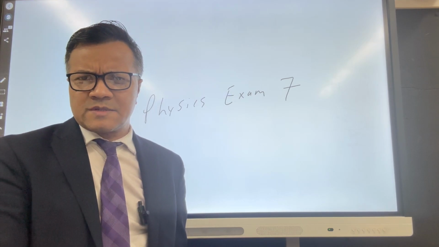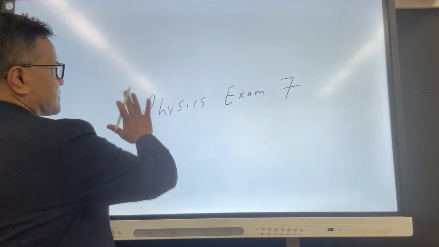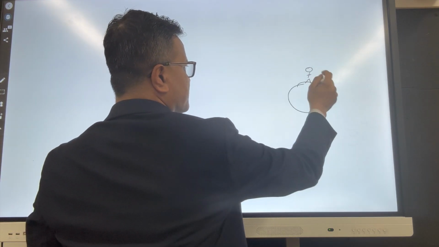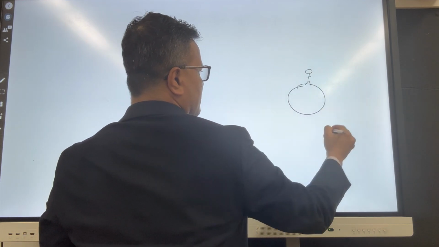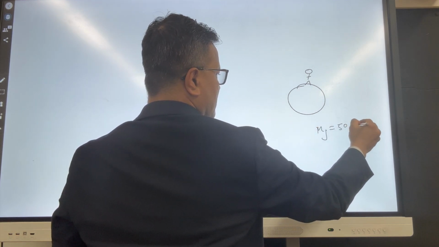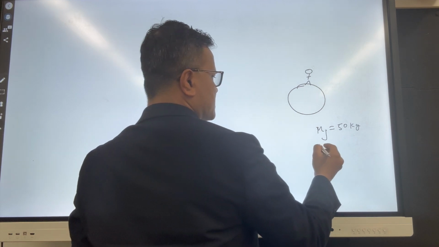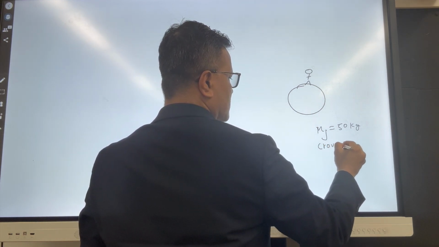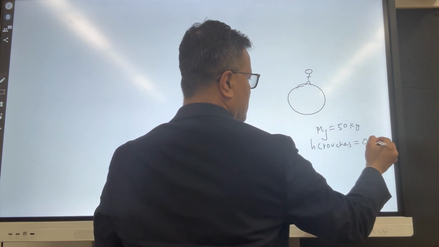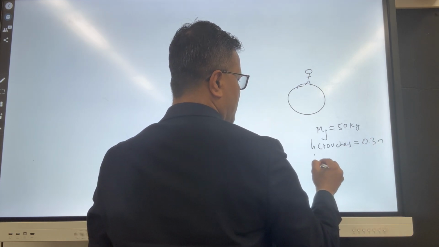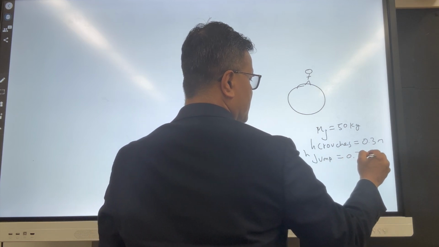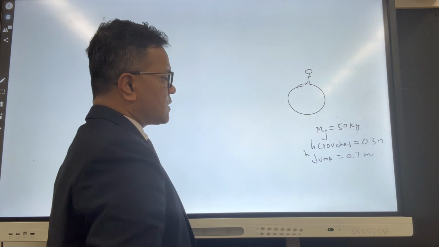In this tutorial I'm going to go over physics exam number 8. Josh, who is 50 kilograms, his crouch height, and his jump height 0.7 meter. What do you want to know?